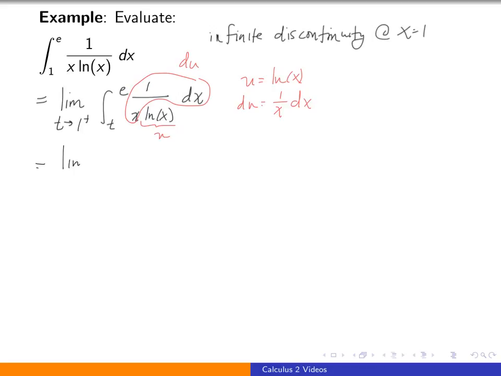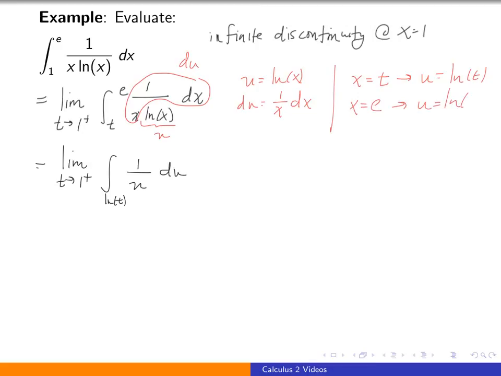So rewriting the integrand, we're going to have the limit as t approaches 1 from the right, and we'll be integrating 1 over u. But we do need to change our limits of integration. So for the lower limit of integration, when x is t, looking at our substitution, u will be the ln of t. For the upper limit of integration, when x is equal to e, u will be the ln of e, and the natural log of e is the number 1.